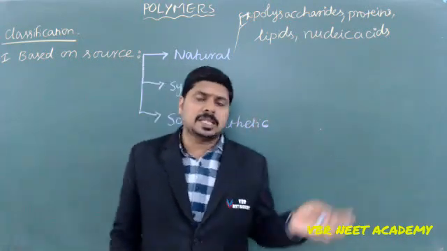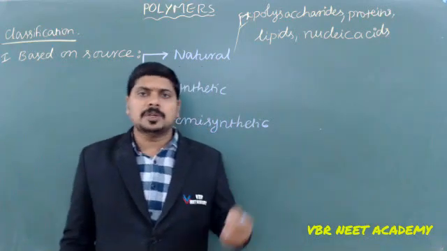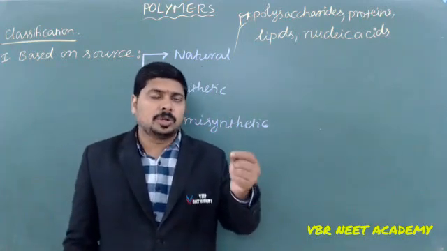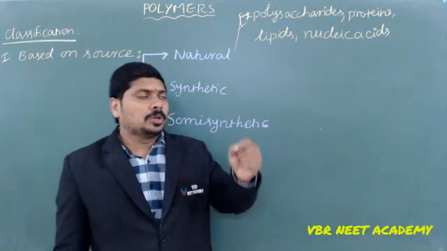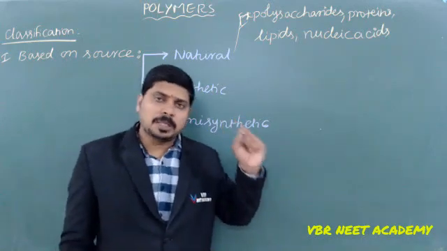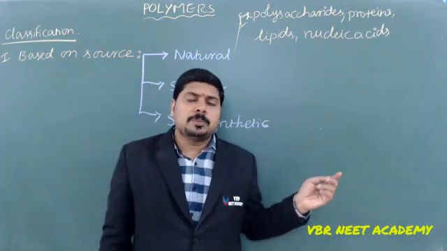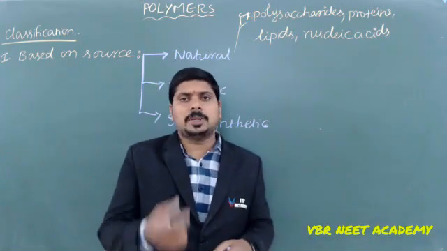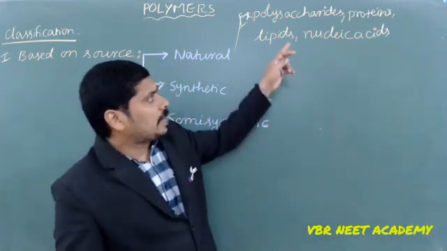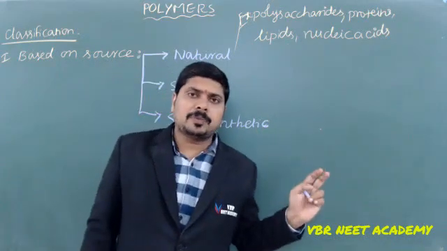Nucleic acids, DNA and RNA, are polymers of nucleotides. Nucleotide is the monomer, nucleic acid is a polymer. Lipids are also polychains, and fatty acids make up these lipids. And proteins are made up of amino acids.